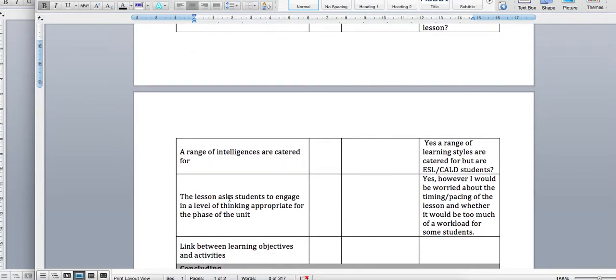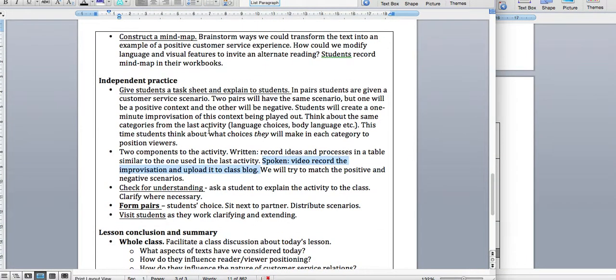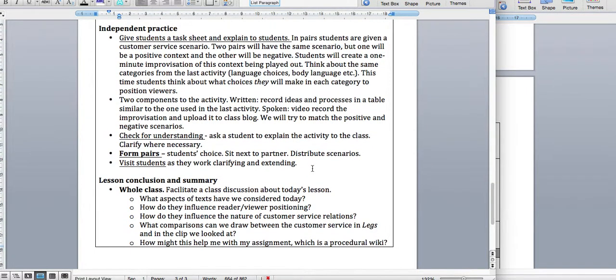The lesson asks students to engage in a level of thinking appropriate for the phase of the unit. Lesson 2, yes. They're right about the timing and pacing. That's right, yeah. So the level of thinking is quite good. There's some analysis of the YouTube clip that they're watching. There's some creating, which is the really high order thinking, creating, and thinking about how language is positioning the viewers.